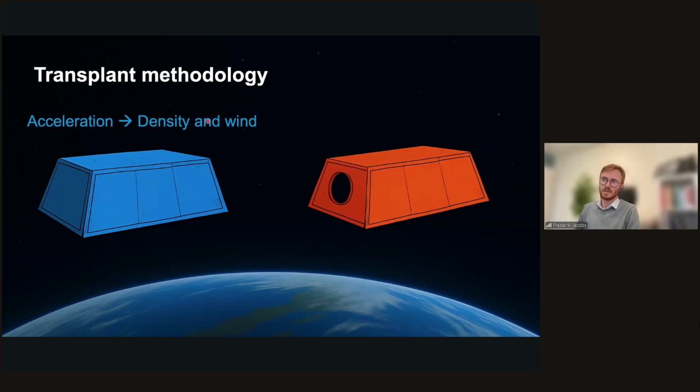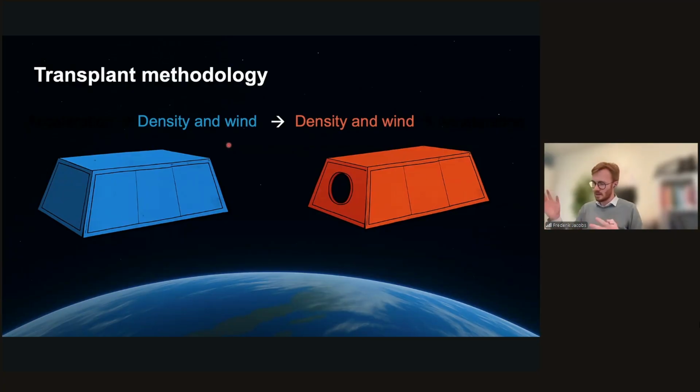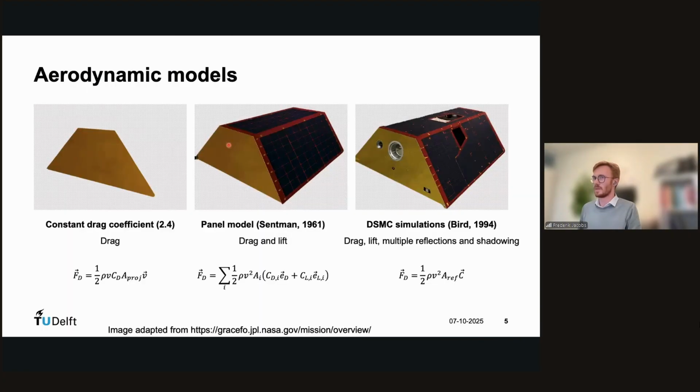If we have the blue satellite here, we take the acceleration from the accelerometer through our high fidelity models to density and wind. This density and wind we then transplant to the other satellite based on the argument of latitude. When we have the density and the wind, we apply all models again, so radiation pressure, and we calculate again the full acceleration, which is resulting here. In this presentation, no thruster firings are modeled.